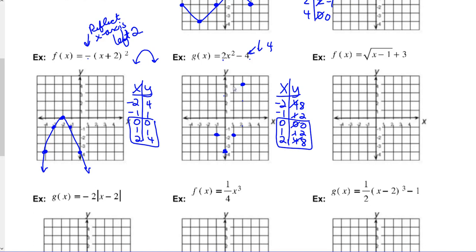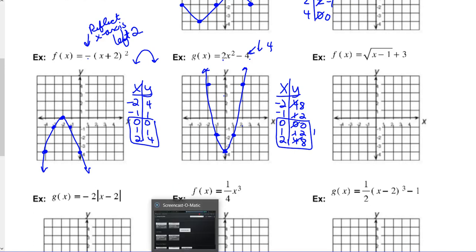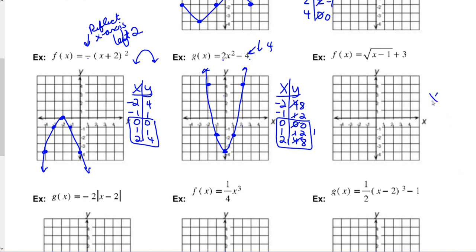But I am symmetric, so that means if 2 over here, I go 2 over here, and now I have this point, which gives me my vertically stretched parabola in that sense. So again, making use of that original chart, a lot of times I do just these points and then mirror it over to get the others. Okay? All right, let's look at our original square root function.